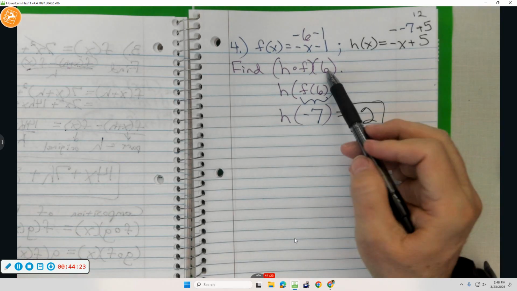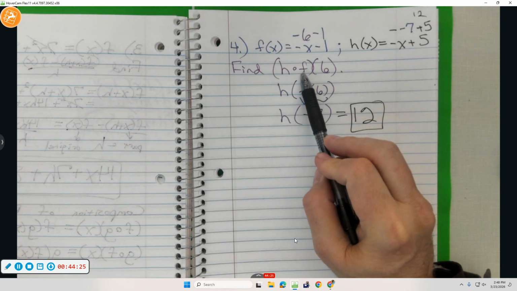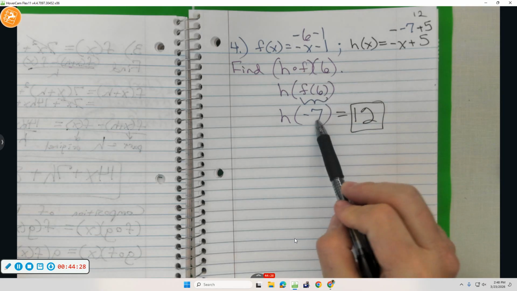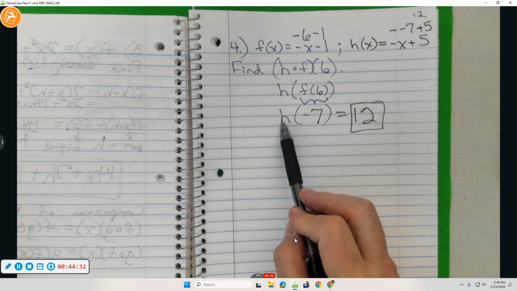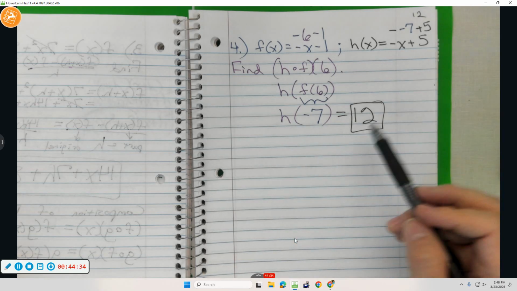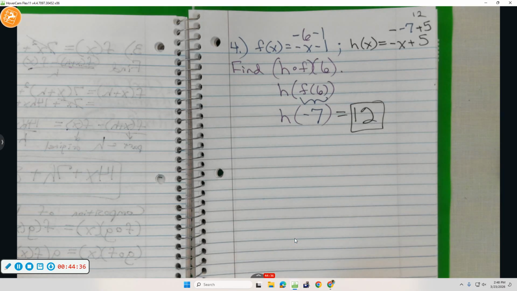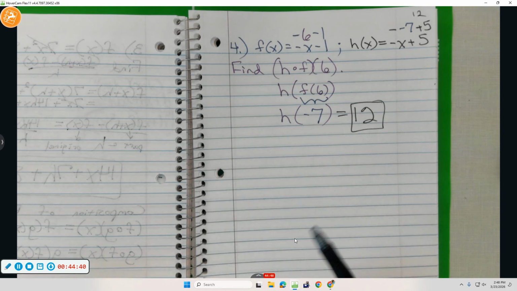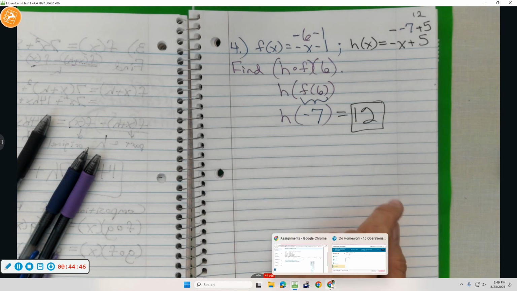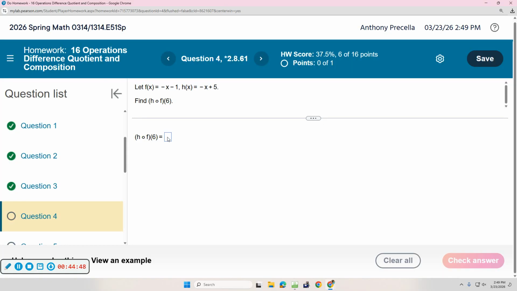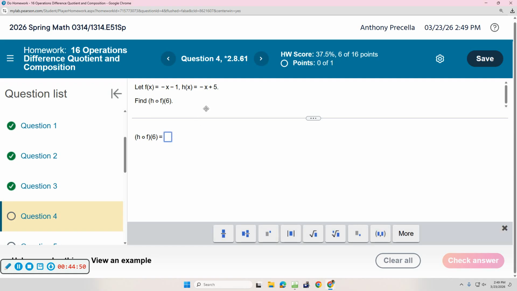We plugged 6 into f. That gave us negative 7. We plugged negative 7 into h. That gave us a positive 12. It's repeated function notation. That's all it is, just repeated function notation. So we come over here to number 4, and that gives us 12.